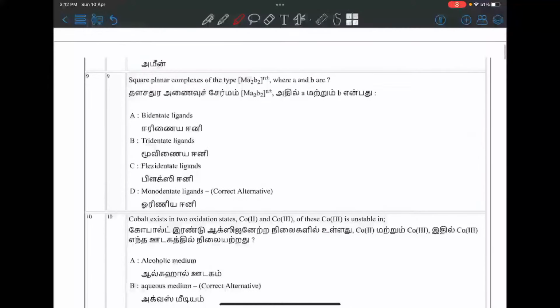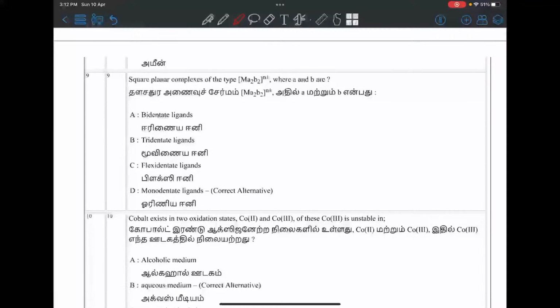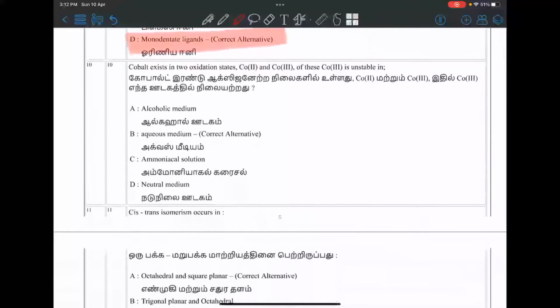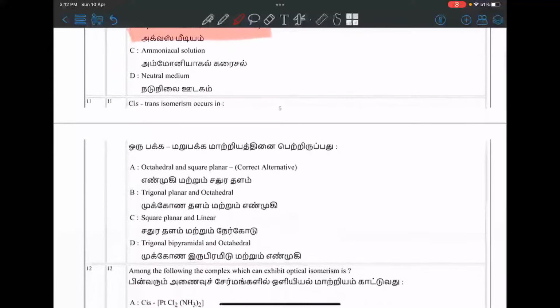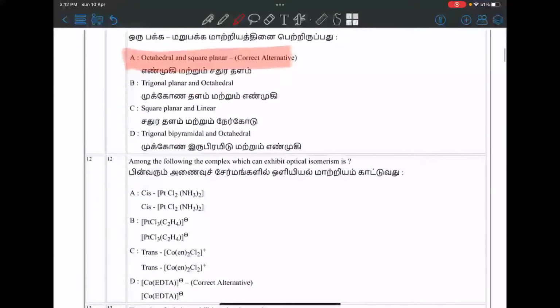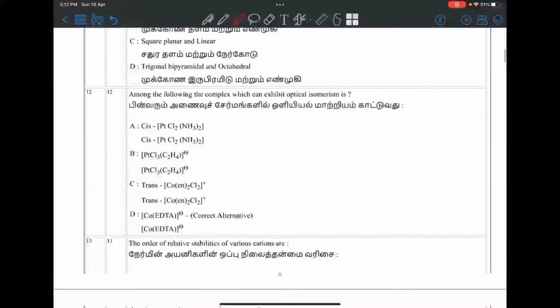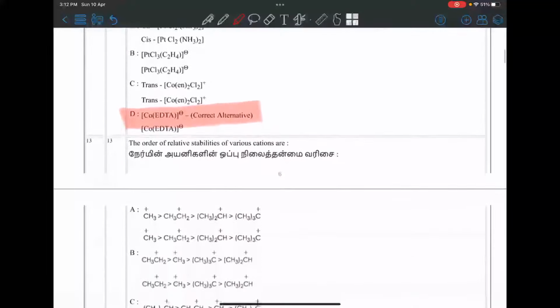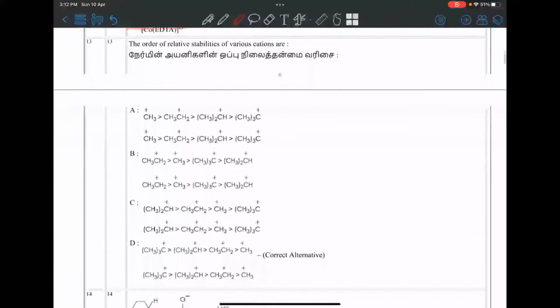Square planar complexes of the type Ma2B2 where A and B are monodentate ligands. அப்புறம் 10th question, cobalt exists in 2 oxidation states. இதுக்கு வந்துட்டு aqueous medium. Next one, cis trans isomerism occurs in octahedral and square planar. Among the following complex which can exhibit optical isomerism is option D. The order of relative stabilities of various cations are இதுக்கும் option D.